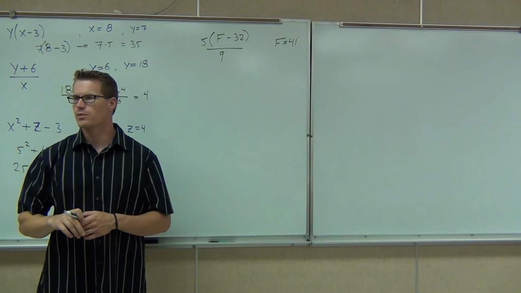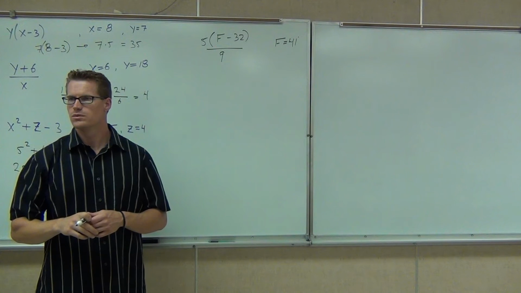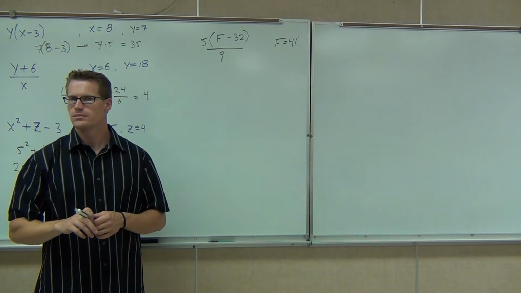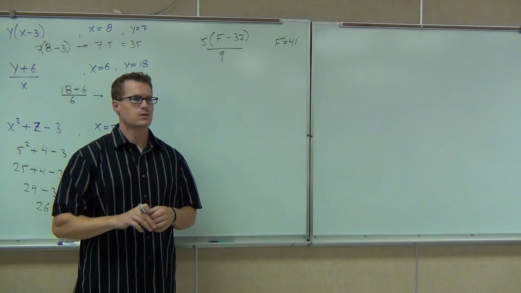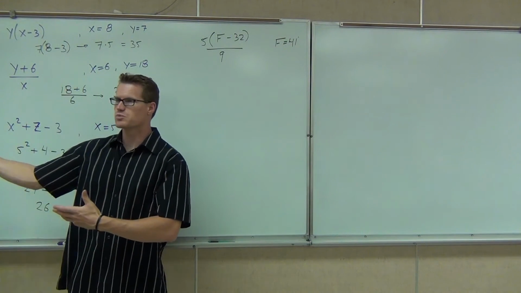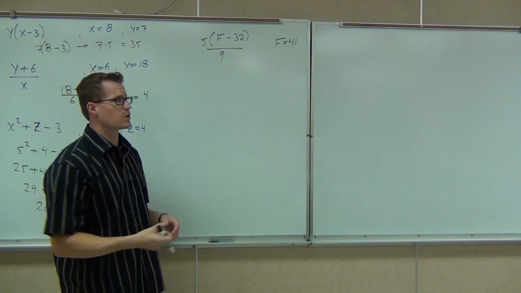What's the plan? What do we do? You do the parentheses first. What do we need to do before we even do parentheses? Well, put 41 where the F is. Great. So basically it's just an evaluation problem. Well, this time we have a temperature. So we're going to plug in 41 to F.